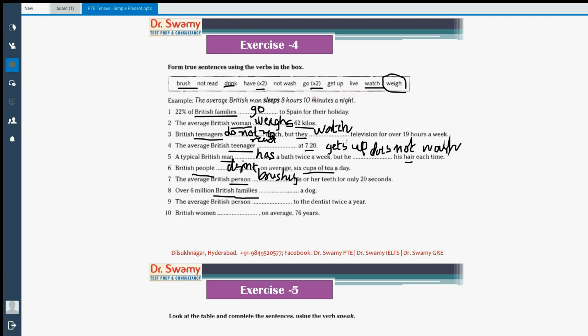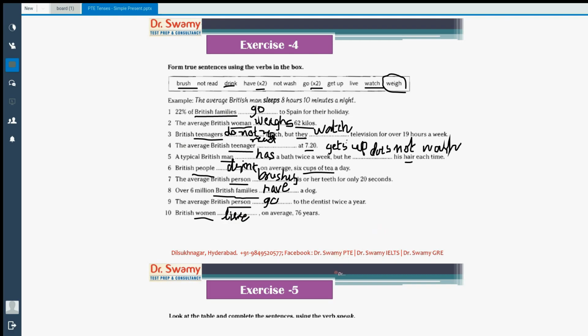Then over 6 million British families, meaning they. They have a dog. Okay, because it is they. Next, the average British person goes to the dentist. That means go can be used one more time. That is, go to the dentist twice a year. British women. See again here, British women is plural. British women live. So you don't have to add s to the verb.